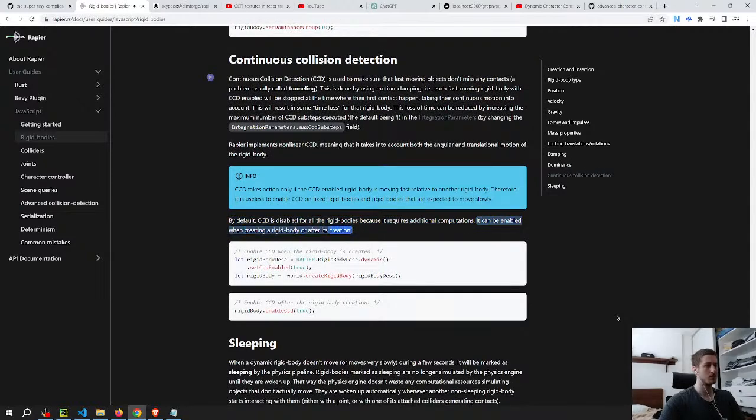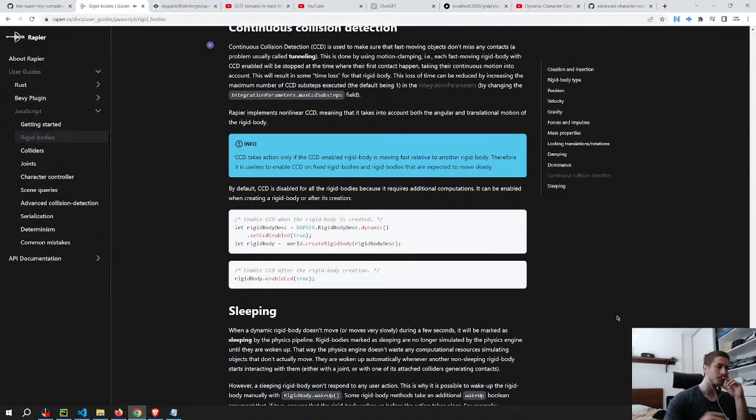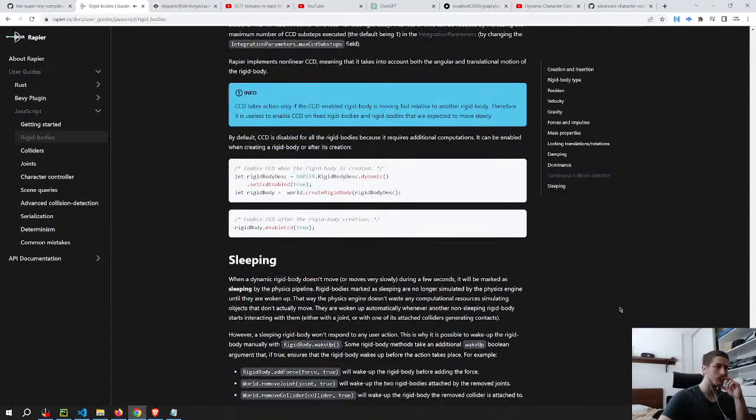It can be enabled when creating a rigid body or after creation. Enable CCD when the rigid body is created: let rigid body DSE equals rapier rigid body DSE dot dynamic, dot set CCD enabled true. Let rigid body equals world dot create rigid body rigid body DSE. Enable CCD after rigid body creation: rigid body dot enable CCD true.